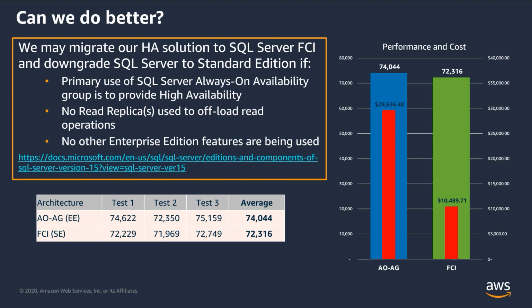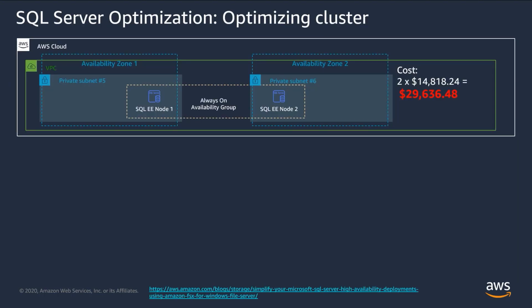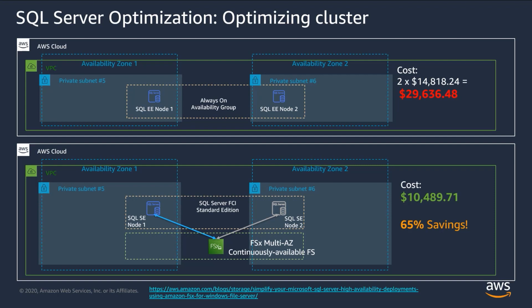On the other hand, moving from Enterprise to Standard Edition reduces run cost by about another $3,000 per month. So, optimizing the high availability cluster configuration allows us to further reduce cost from about $30,000 per month in the original configuration to under $11,000 per month using SQL Server FCI with FSx, for total savings of about 65%.